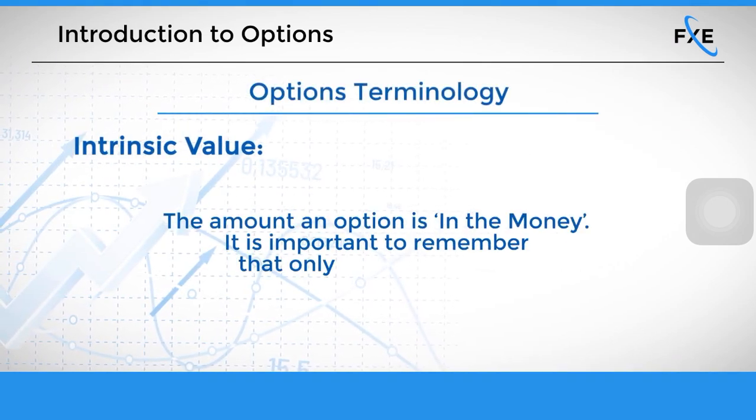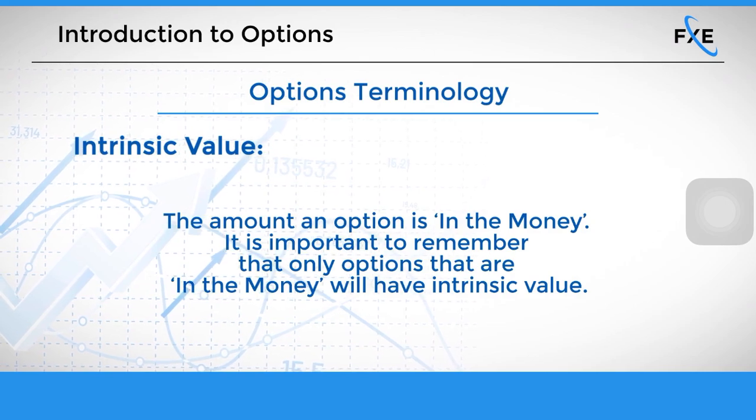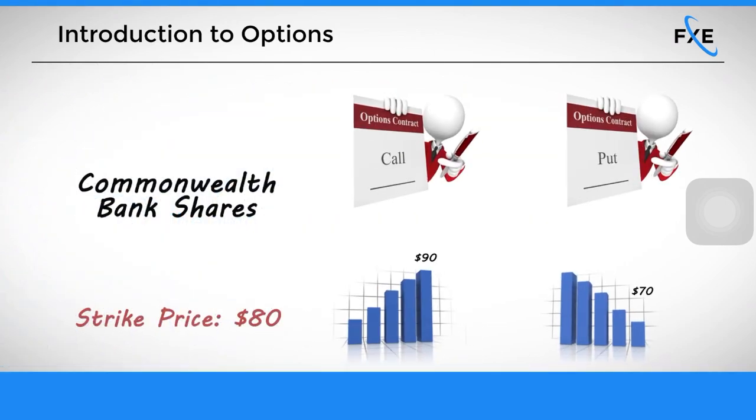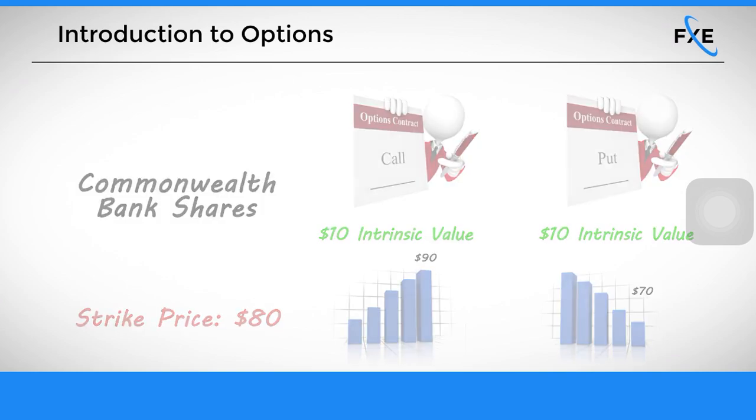Intrinsic value. The amount an option is in the money. It is important to remember that only options that are in the money will have intrinsic value. As an example, for the call option, if the CBA share price is trading at $90, because the strike price is $80, the call option has an intrinsic value of $10. In the case of a put option, if the CBA share price is trading at $70, because the strike price is $80, the put option has an intrinsic value of $10.